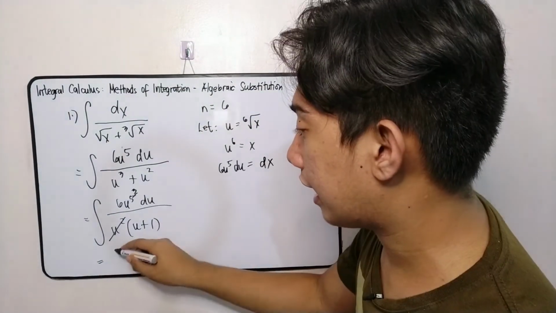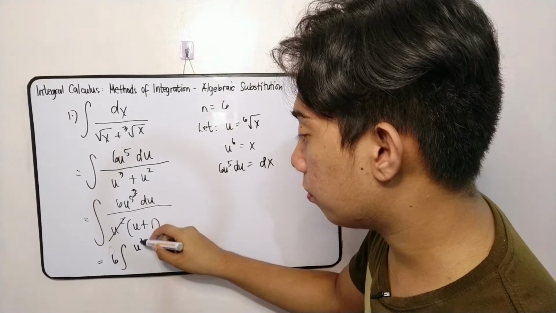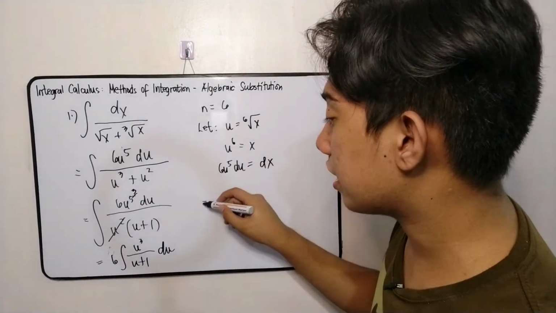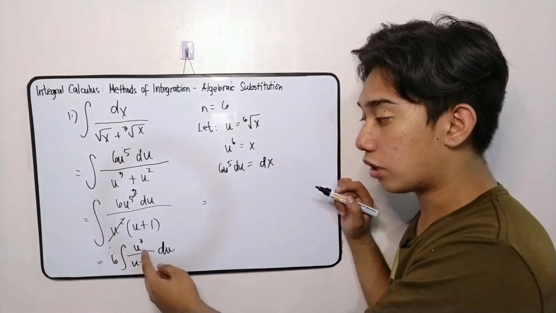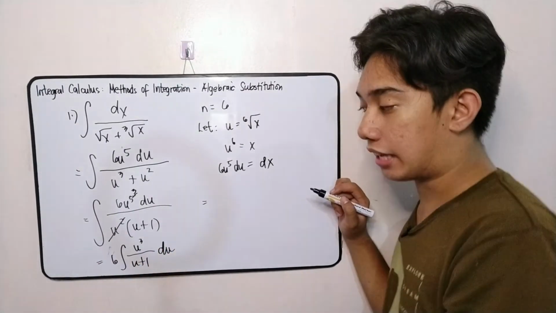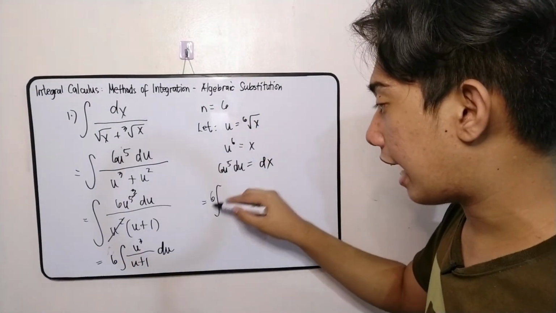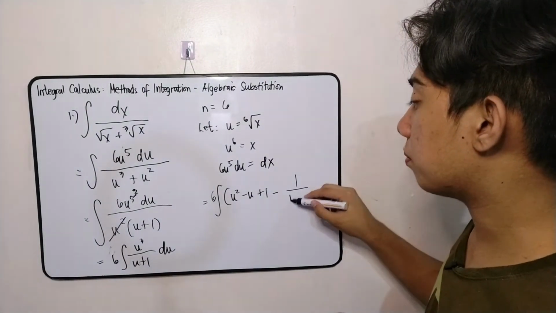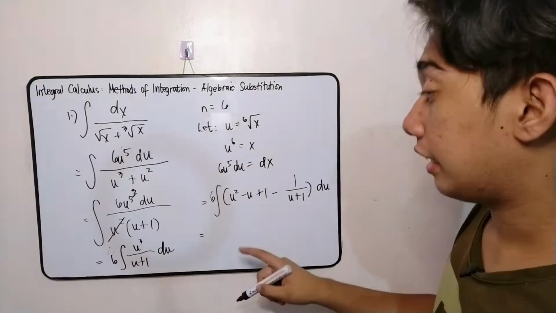So after which, we can get 6, the integration of u cubed over u plus 1 du. And with this case, before we integrate, we will perform first our algebra, which is the long division, because walang other way para i-simplify ito kundi long division lang. So let's say we conduct long division, we get u squared minus u plus 1 minus 1 over u plus 1 du. Then we can get their integrals.